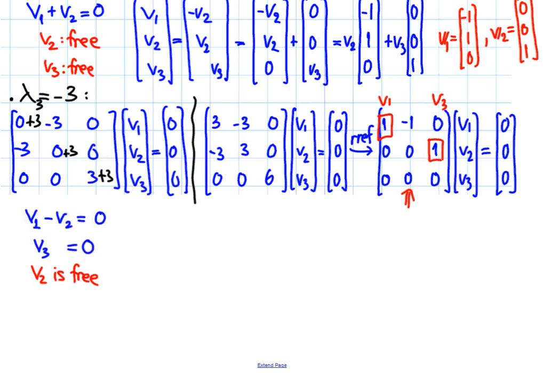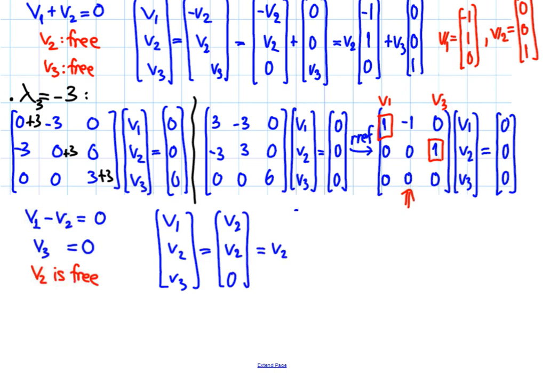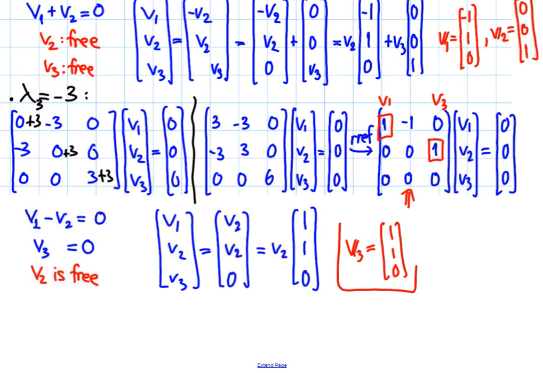So if we're going to write the vector V1, V2, V3, V1 is equal to V2, V2 is free, so equal to itself, V3 is equal to 0. Factor out V2, we have 1, 1, and 0. So the eigenvector number 3 is equal to 1, 1, and 0. That's corresponding to this eigenvalue.